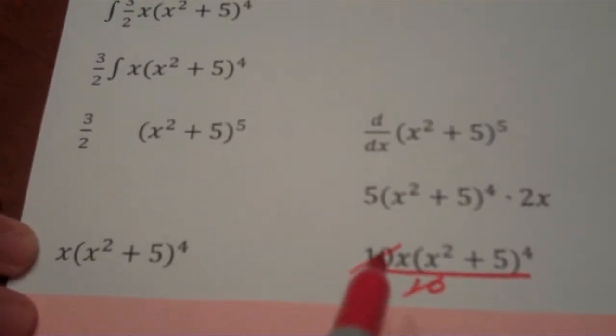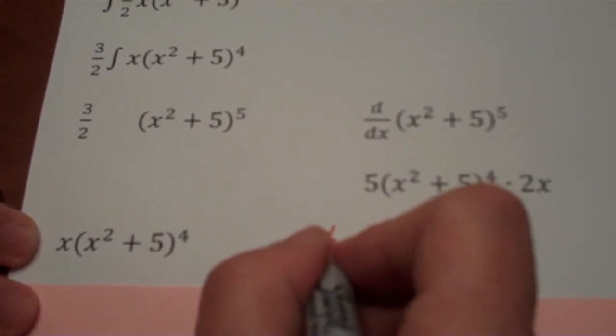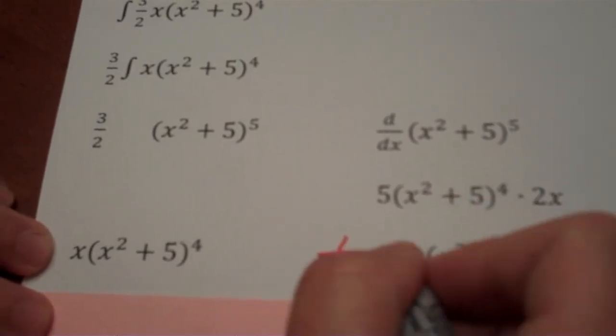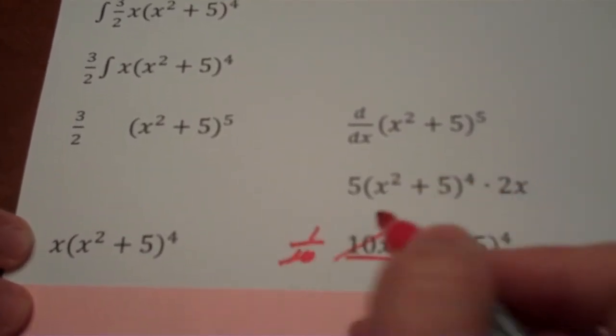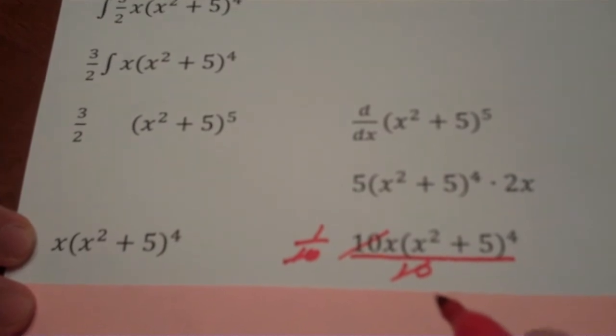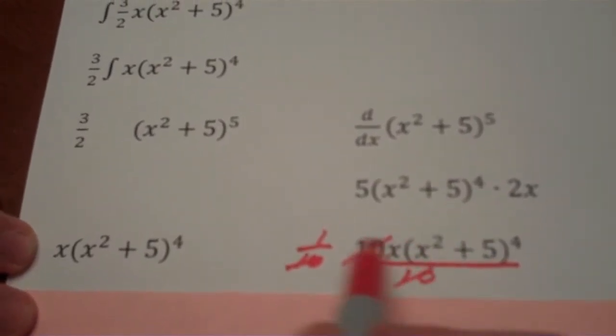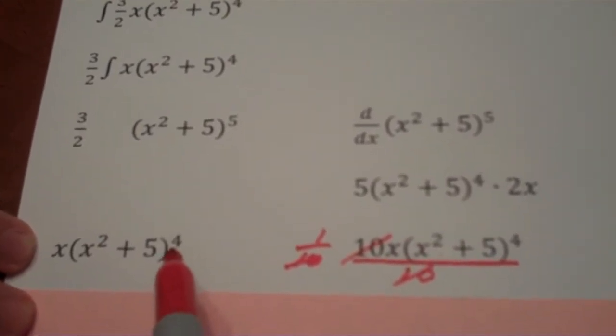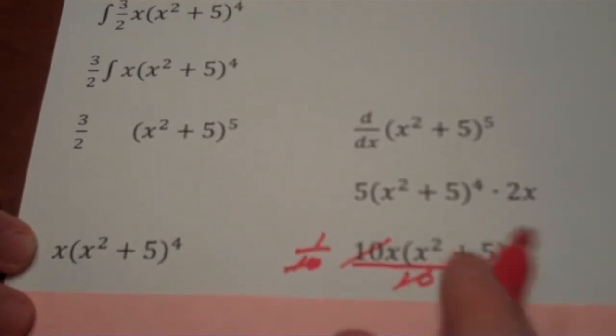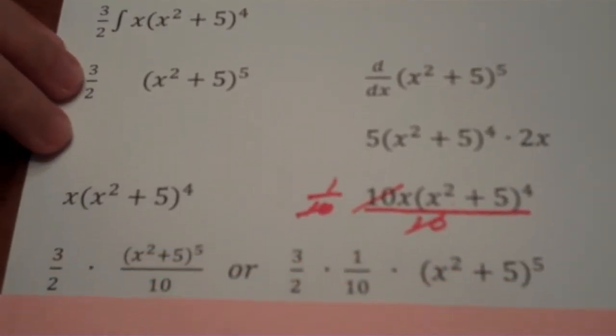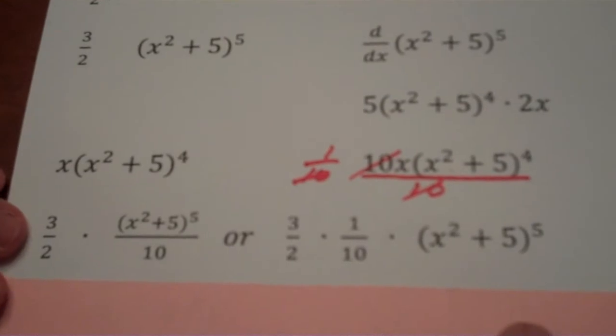The other thing you could do to get rid of that 10, however, would be to multiply by a 1/10. And then the 10 and the 10 on the denominator, or the 1/10, would also cancel and leave me with exactly what I had to begin with. So what I've got missing is that 1/10. So basically, I'm going to put it in my answer.